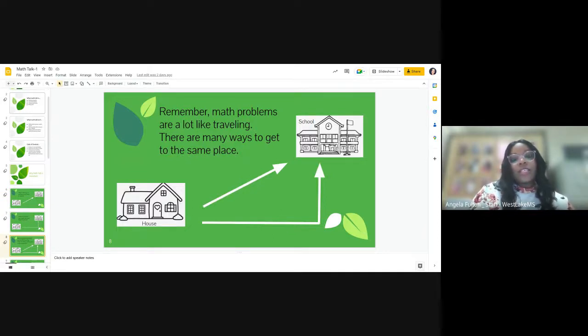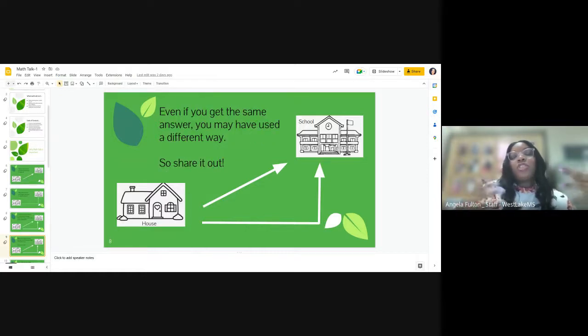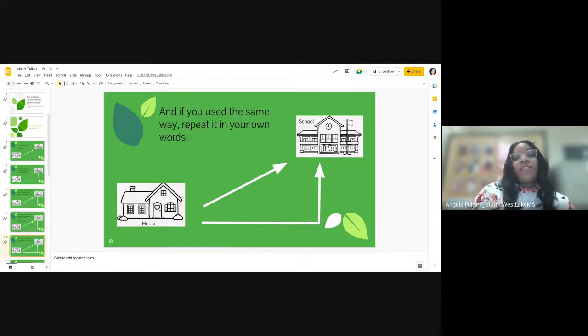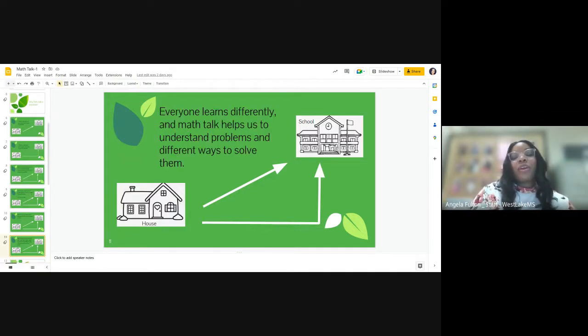So I tie this into math problems, letting them know that it's a lot like traveling. There are many ways to get to the same place. When we're solving problems, you might solve a problem differently than I do, or differently than your classmates do. And that's what Math Talk allows us to do. It allows us to share, right? So if you get the same answer, share how you got there, right? If you use the same process, repeat it in your own words. That really helps to reinforce the learning. And I really try to sum it up, letting the kids know everyone learns differently. And Math Talk really helps us to understand problems and different ways to solve them, right?